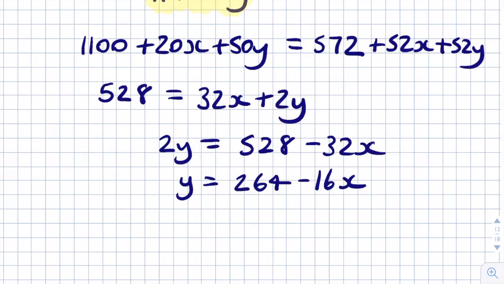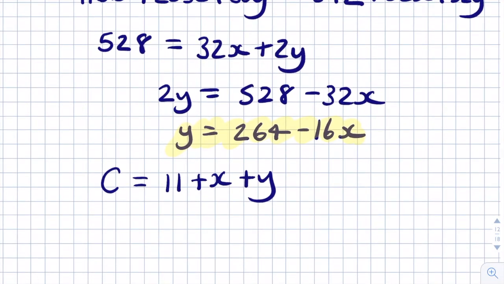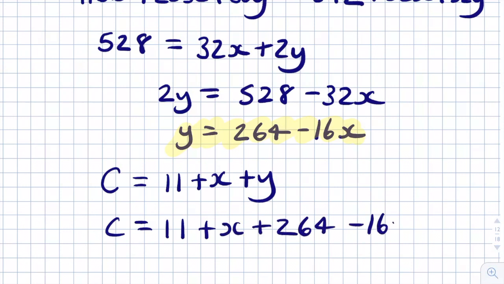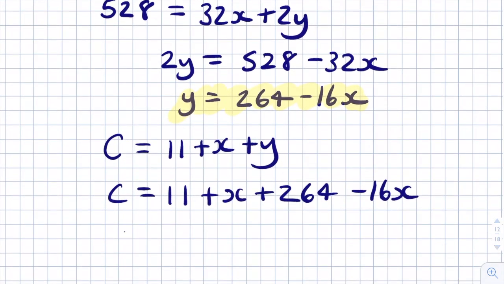So what I'm going to do is create a formula for the total number of coins, and I'm going to call it C for coins, which is going to be equal to 11 plus x plus y. And then, because I've got this formula for y equals 264 minus 16x, I can substitute that into this formula for C. So I'm going to get C equals 11 plus x plus 264 minus 16x. Now that's going to simplify to C equals 275 minus 15x.